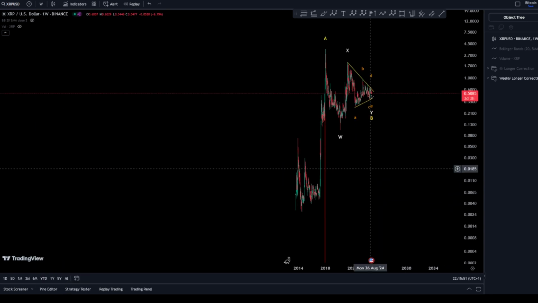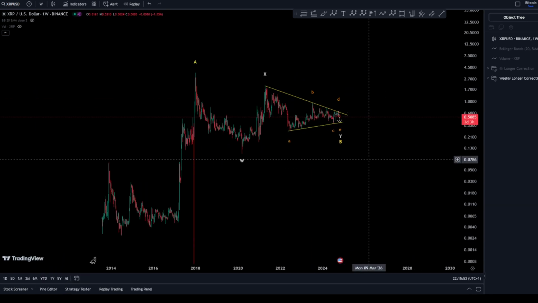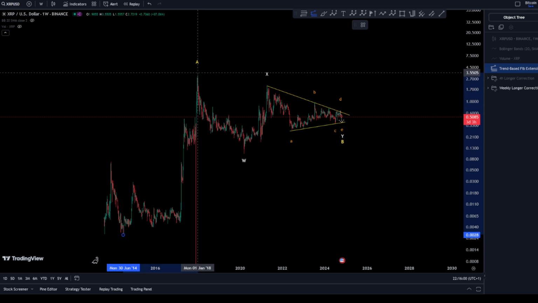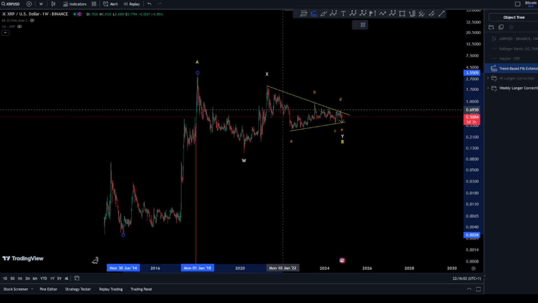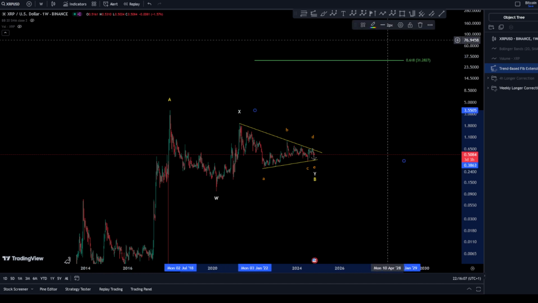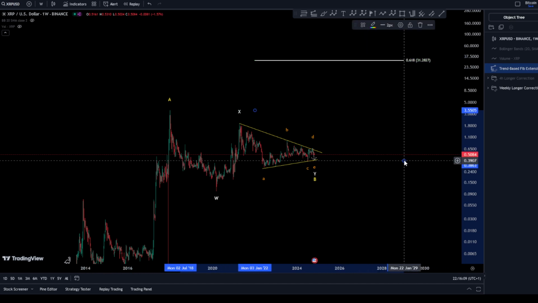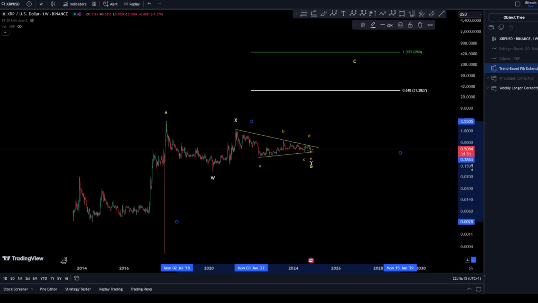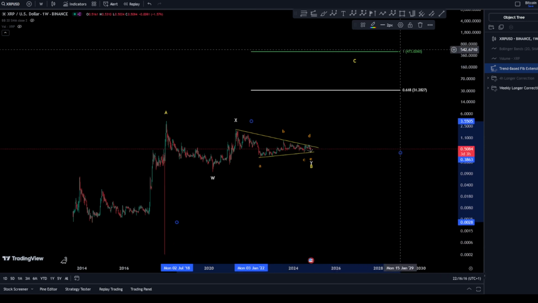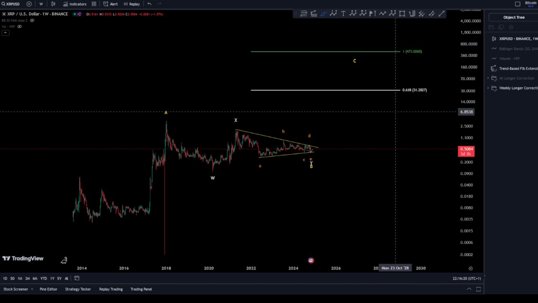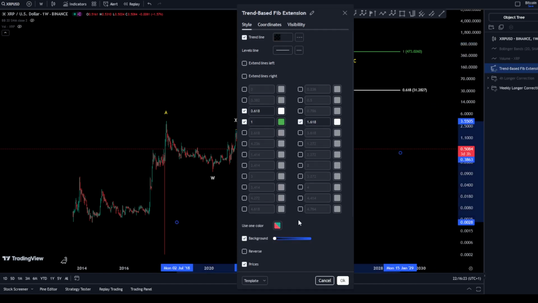Let me change to the weekly here for a much better view. Now let's talk a little bit about targets for XRP, potential targets in the future, where we want to see an A, and then based on your wave B here, you might reach a wave C for a zigzag, and we might reach $473 from 0.5.